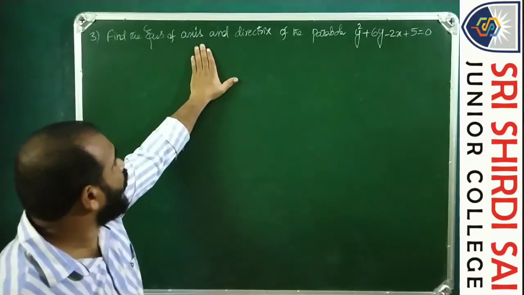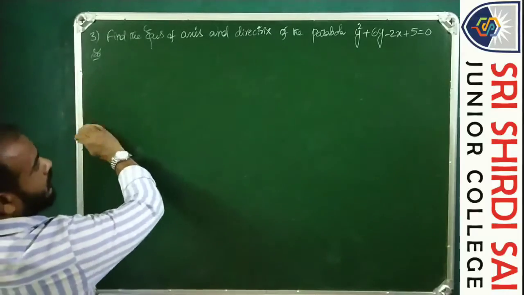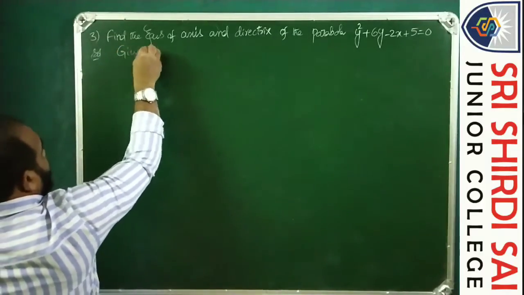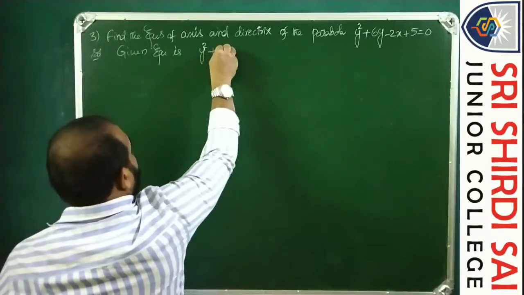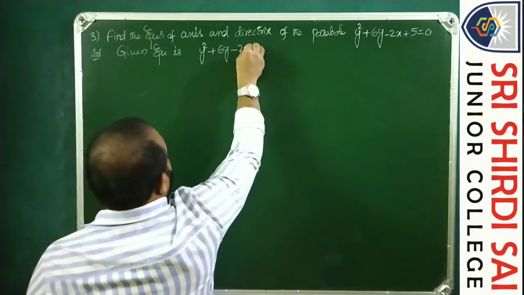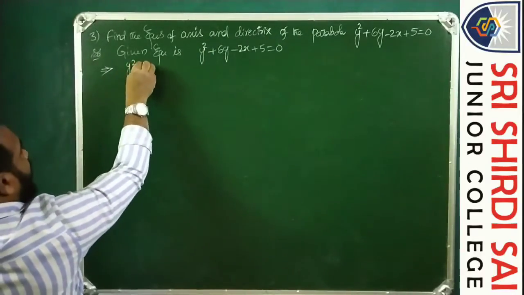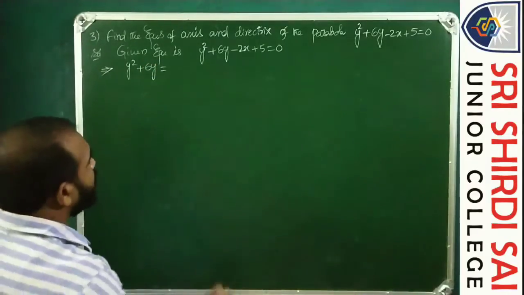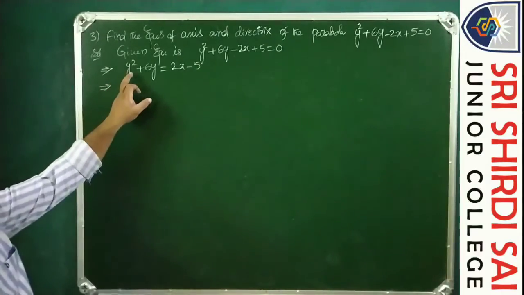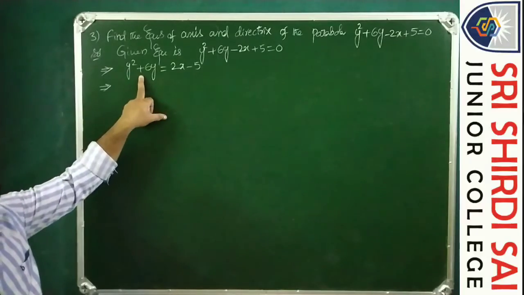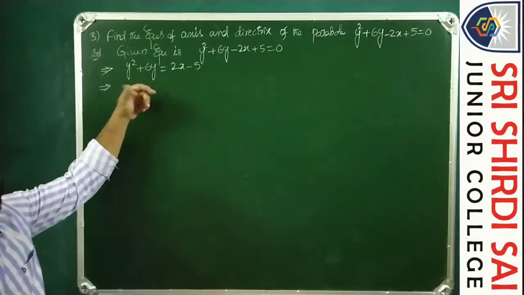Find the equations of the axis and directrix of the parabola. So the given equation is y square plus 6y minus 2x plus 5 equals 0. This implies y square plus 6y I will keep on the LHS and the remaining terms on the other side. Now I have to express this in (a + b) whole square. Here y has the symbol plus, therefore it is (a + b) whole square. Had it been minus, it would have been (a - b) whole square.